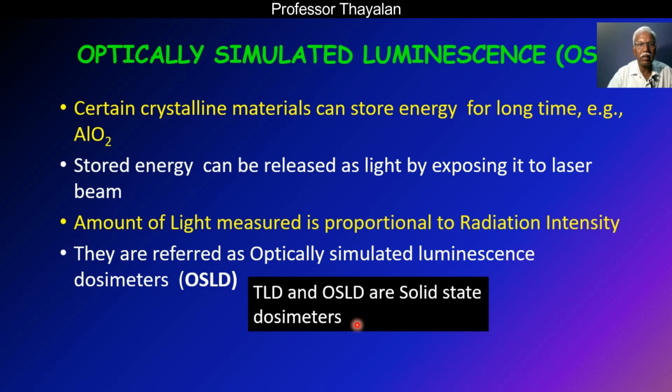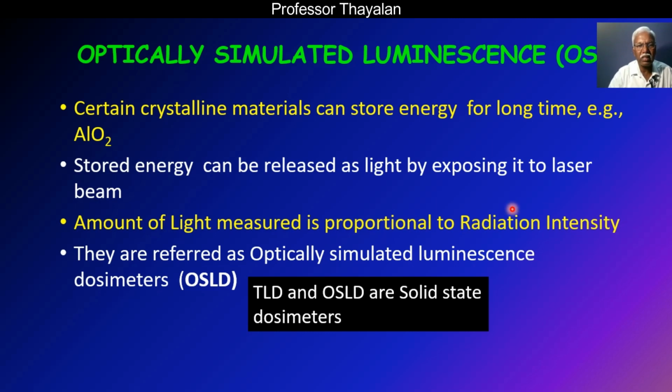There is another type of luminescence called optically stimulated luminescence, that is called OSL. You can take certain crystals like aluminum oxide. When aluminum oxide is exposed to radiation, it will store the energy for a long time. How to release the energy? You have to expose it to laser. When aluminum oxide is exposed to laser, it releases the stored energy in the form of luminescence. So that light can be measured and it is proportional to radiation intensity.